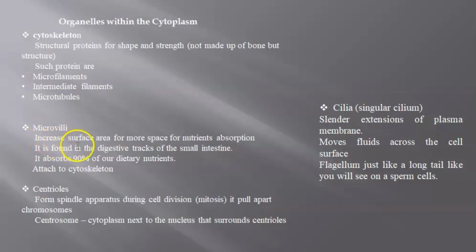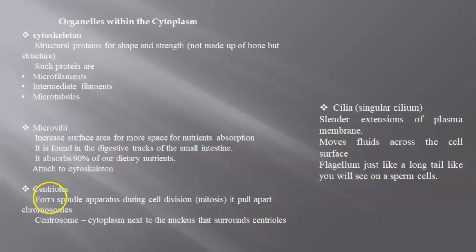Microvilli. Microvilli increase surface area for more space for nutrient absorption. So for nutrients to be absorbed from the extracellular fluid outside the cell into the cell, microvilli increase the surface area for more space for nutrient absorption. They are also found in the digestive tract of the small intestine. So the kind of cell and the location in the body that possesses microvilli is the digestive tract of the small intestine. It also absorbs 90% of our dietary nutrients. Can you see why it is in the small intestine now? Because of nutrient absorption. And this protein attaches itself to the cytoskeleton.